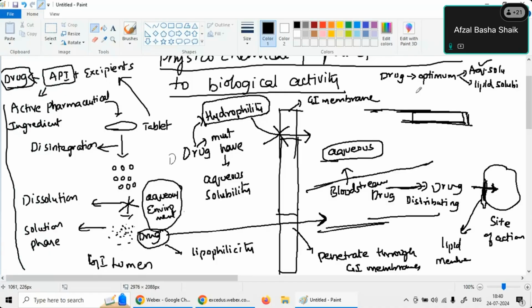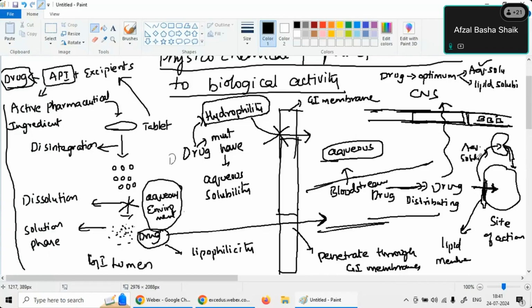And not only that, if the drug needs to show its action in the CNS, already in the previous class we have discussed that there is a barrier known as the blood-brain barrier. In order to cross it, the drug should have lipid solubility, right? After showing its action, it again needs to be eliminated. I'll draw the kidney here for convenience. What is the major route of elimination? Kidneys, right?